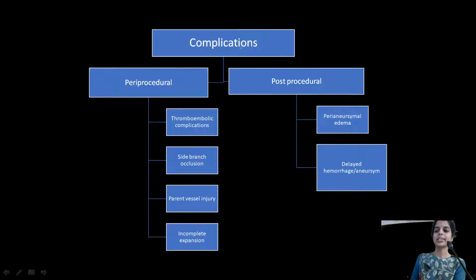What are the main complications that we encounter when we are placing a flow diverter? There are some periprocedural complications, mainly thromboembolic complications, side branch occlusion, parent vessel injury, and incomplete expansion. Here we have noted that there was a side branch occlusion, with thrombus formation at the origin of the vessel. Post-procedurally, 8% reported delayed aneurysm rupture and delayed hemorrhage, and there is also perianeurysmal edema. Usually, to avoid the thromboembolic complications, we prime all our patients with at least 1 week of antiplatelets.